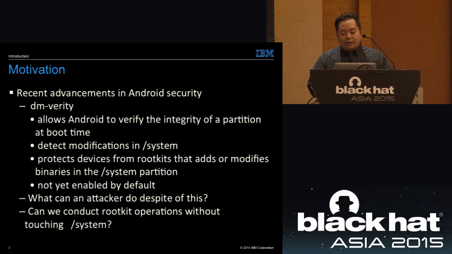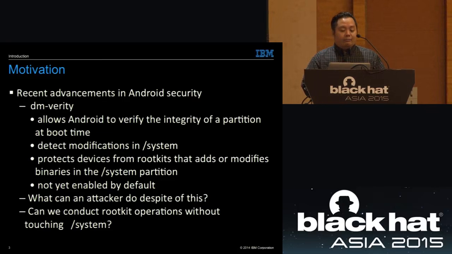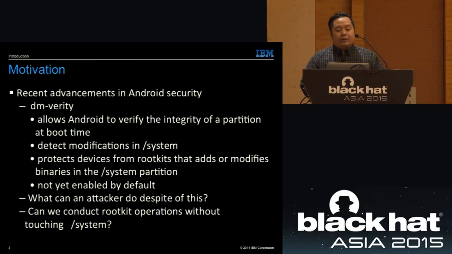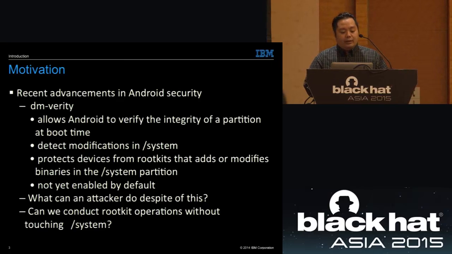So the main motivation for this talk is that there has been some recent advancements in Android security. And one of the notable ones is dm-verity. I won't go into detail about this, but it allows Android to verify the integrity of a partition at boot time. And so you can use this to detect modifications to the system partition. It basically allows Android to protect devices from rootkits that add or modify binaries in the system partition, which is how rootkits in Android traditionally work.